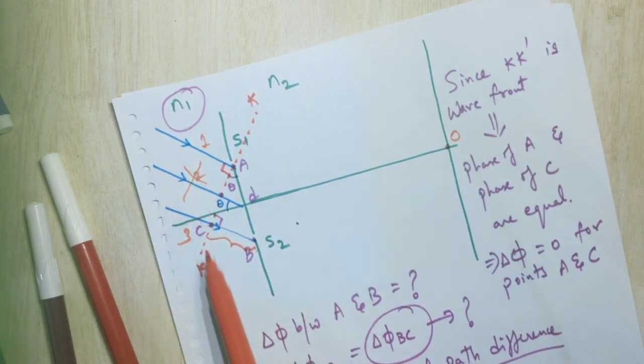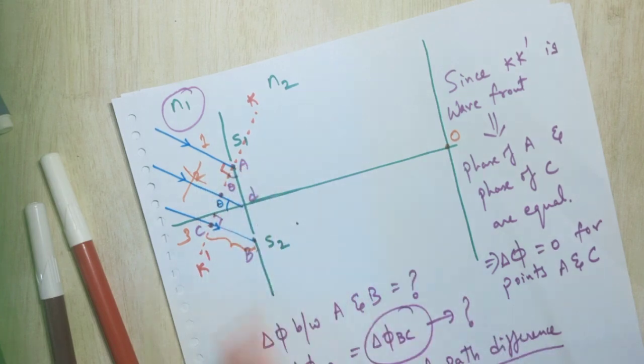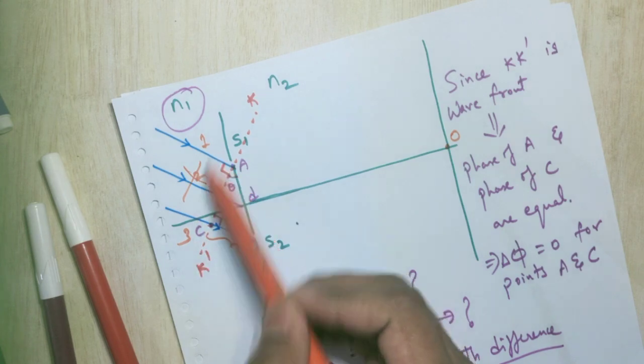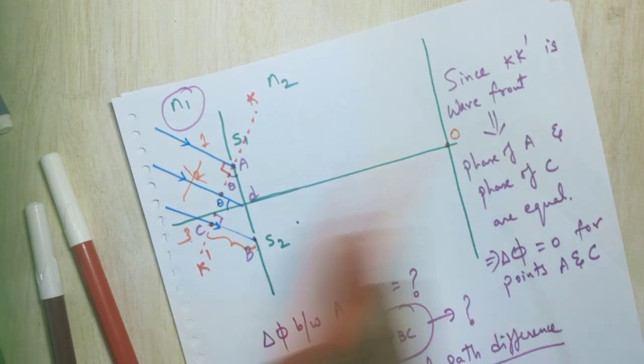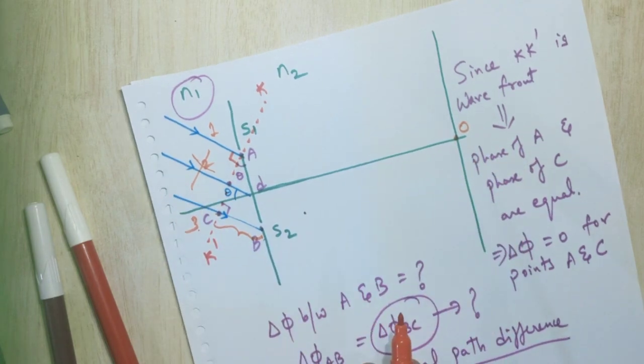So in N1, the third ray is leading the first ray. So in N2, these rays should travel in such a way that the first ray should lead the third ray. At that time they get compensated. Okay, this is very simple.